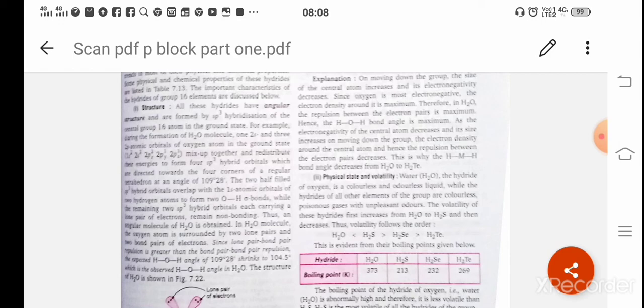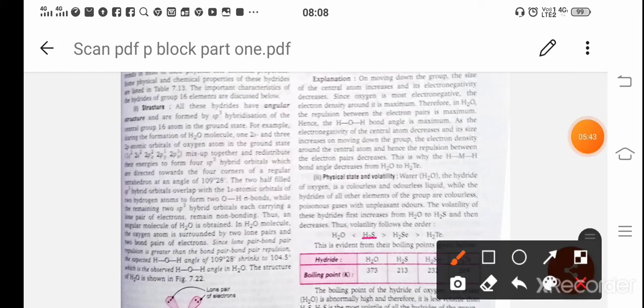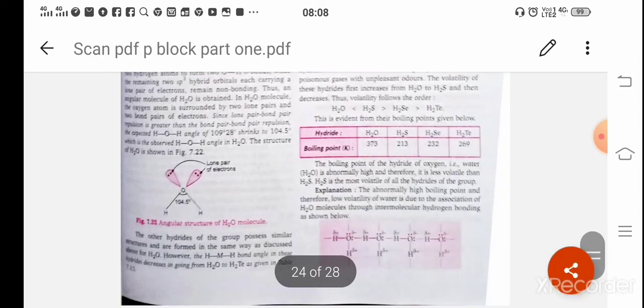And the volatility also follows the same order, as we can say the highest is in H2S. And down the group it decreases due to increase in size. Increase in size increases molecular forces. Now the question arises why H2S is higher than H2O. H2O has H bonding, which is decreasing its volatility, and H2S does not have any hydrogen bonding, so it becomes the most volatile hydride of group 16.